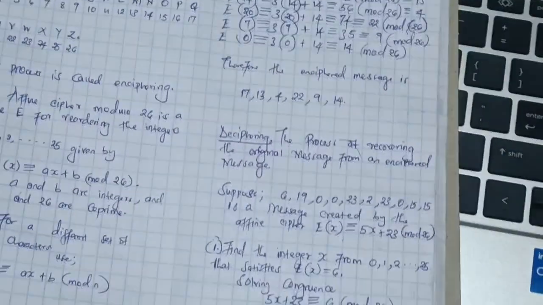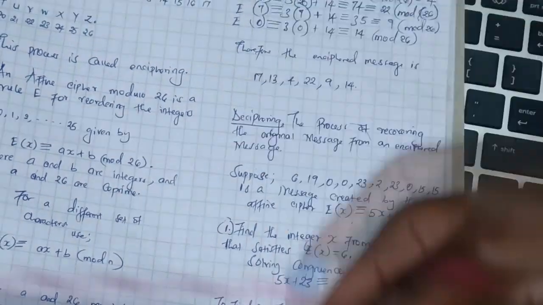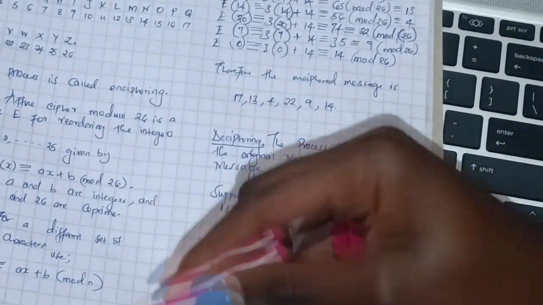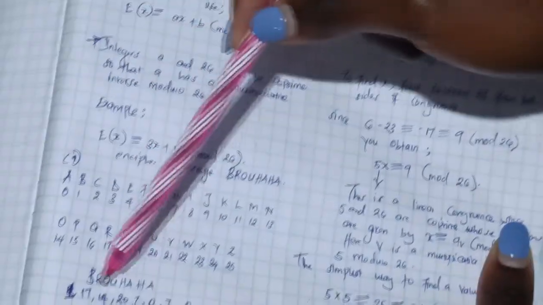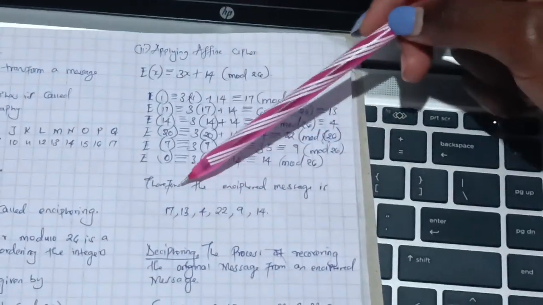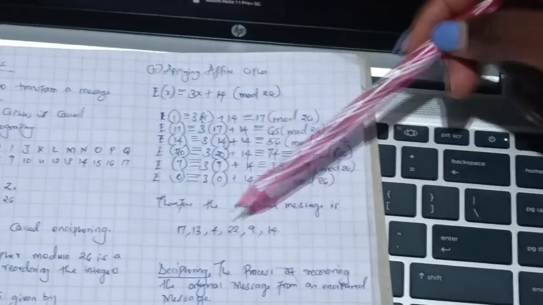So you remember, first step, you convert the letters using the table of alphabets, and then the numbers that you get, you run them through the formula, and the result will give you the affine ciphered message.